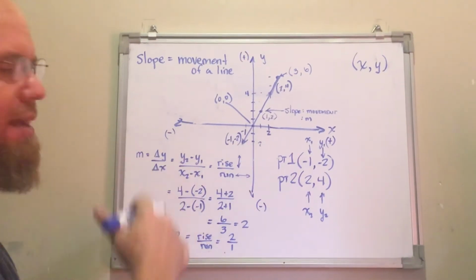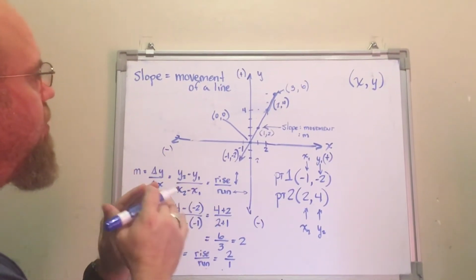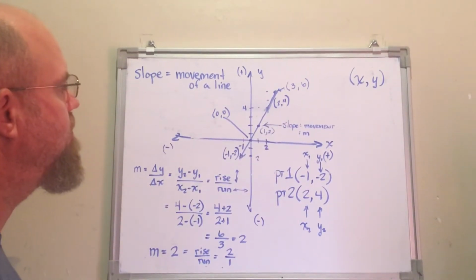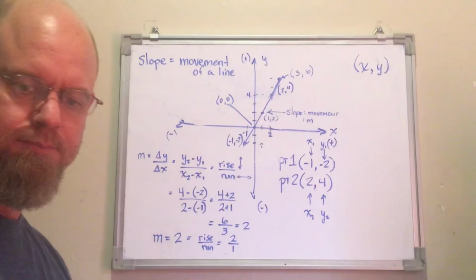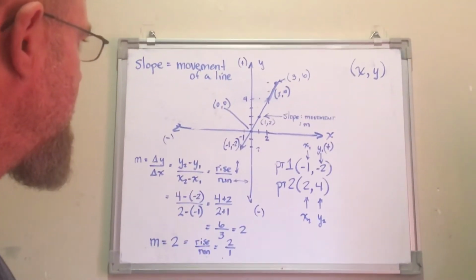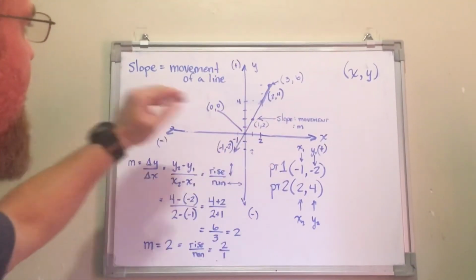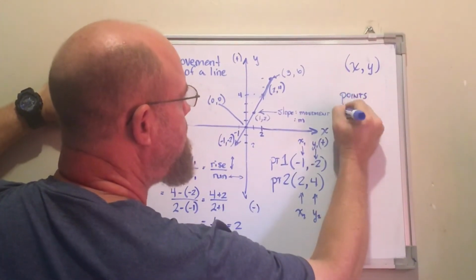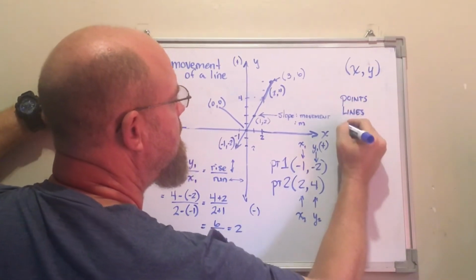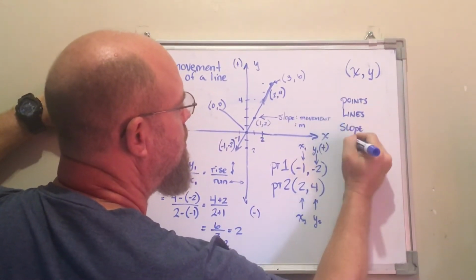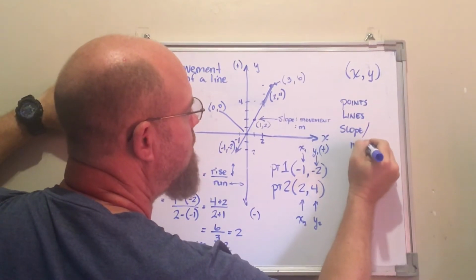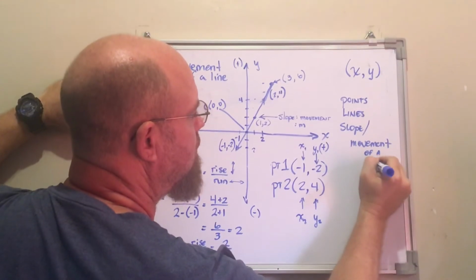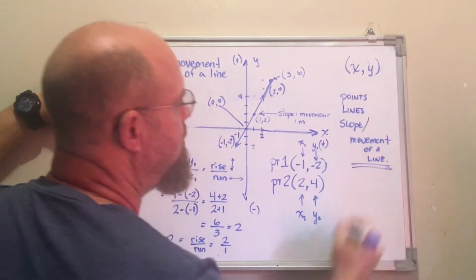All right? Next section, I'm going to talk about what we learned about intersection points. Okay? So, review that. Make sure you understand points. You need to understand points, lines, slope, or movement of a line. Okay? Need to know that.